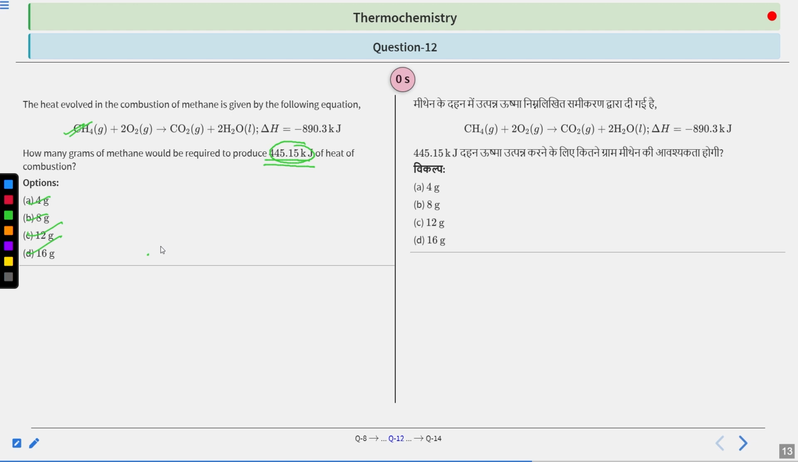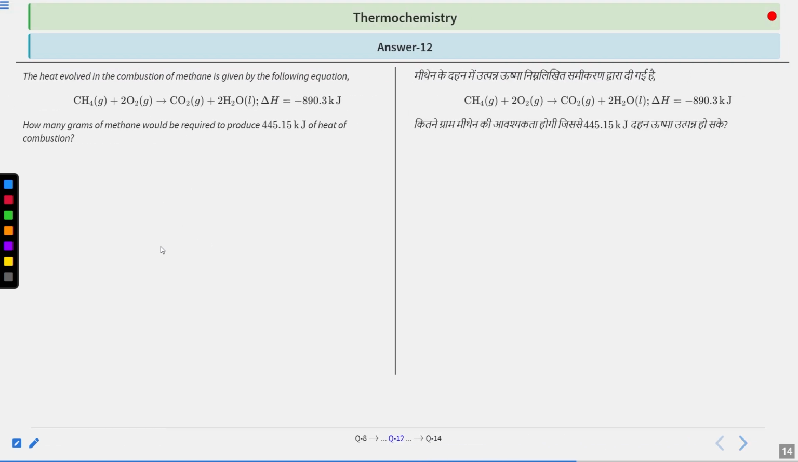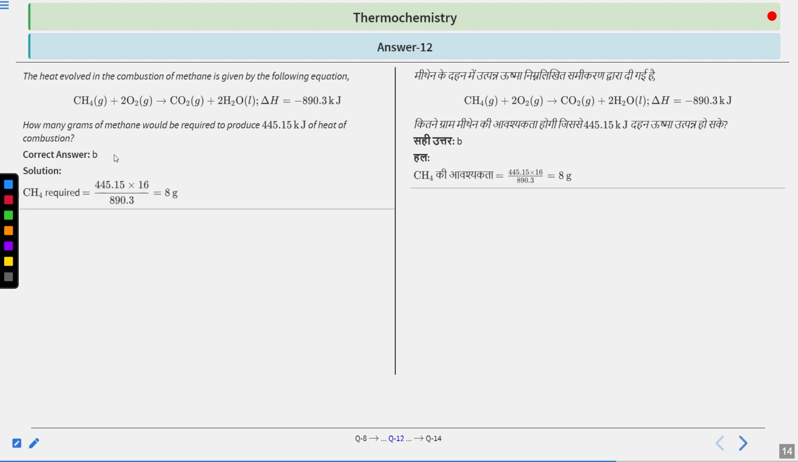Okay, let us see how we can solve it. Again, I have explained the question, so I don't think I need to explain it again. For those who have solved, the correct answer is B. Very easy question, simple unitary method. It was given that for 1 mole of CH4, minus 890.3 kilojoule of energy is released. What is the molar mass of CH4? It is 16. So for 16 gram, minus 890.3 kilojoule of energy is released. So for releasing 1 kilojoule of energy, what amount of methane will be required?